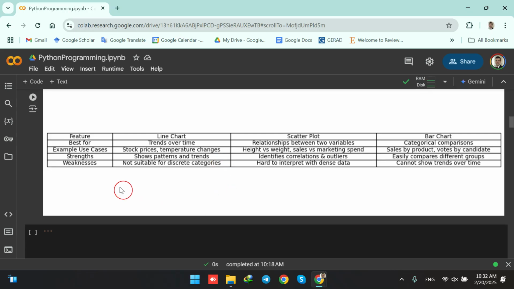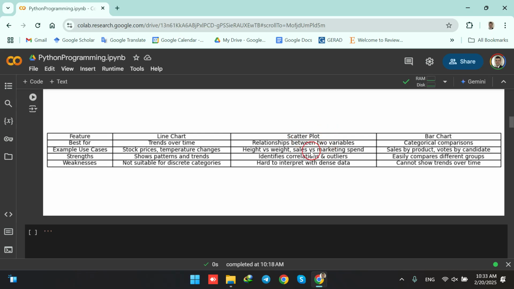Finally, we are having a comparison here between the line chart, scatter plot, and the bar charts. For the line chart, it's best for the trend over time. For the scatter plot, it's the relationship between two variables, for example, the correlation. And when we are comparing different categories, it's good to use bar charts. An example of the use cases of a line chart is the stock price or the temperature changes. For the scatter plot, whenever we are having two variables like sales and marketing spend, or height and weight. And for the bar chart, we can have sales by product or votes by candidates.